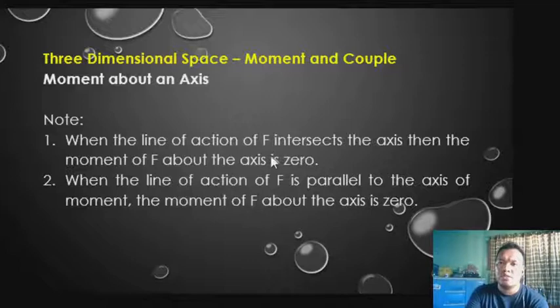So, when the line of action of the F intersects the axis, then the moment of F about the axis is 0. So, kumbaga, kapag yung force ay nagtama dun sa line ng axis na pagmomomentahan natin, ibig sabihin, walang moment na mangyayari kasi nga, dumaan siya dun sa axis na yun. So, 0 moment yun. Then, pangalawa, when the line of action of F is parallel to the axis of moment, the moment of F about the axis is 0. Kung parallel po yung force dun sa axis na pagmomomentahan, ibig sabihin, 0 po yung moment doon.